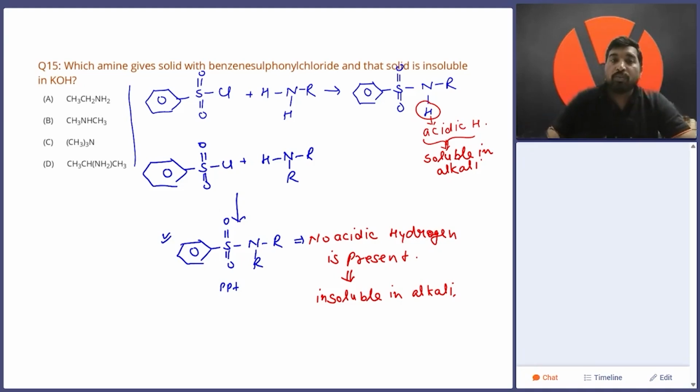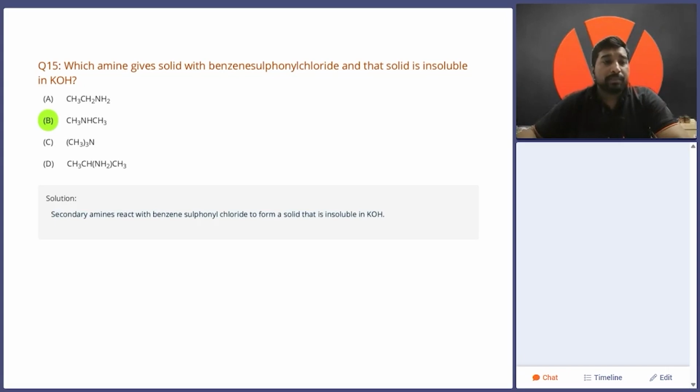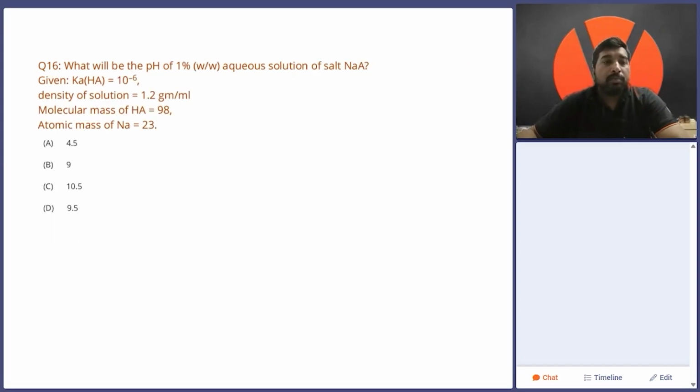Now, let's check which one is a 2 degree amine. So, option B has a 2 degree amine. That is why option B should be the right answer. Now, cross check option B. Yes, B is the right answer. Now, come to the next question.